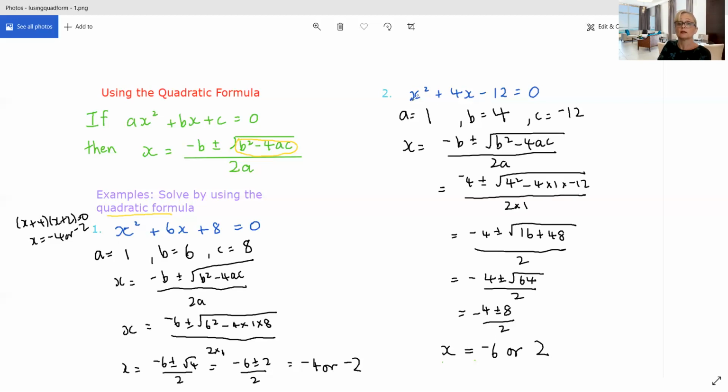Let's just check. This one is another one where we could have factorised quite easily. X plus 6, x minus 2 is 0. So yes, we do get x as 2 or negative 6. So that works perfectly fine there, and that's not a problem.